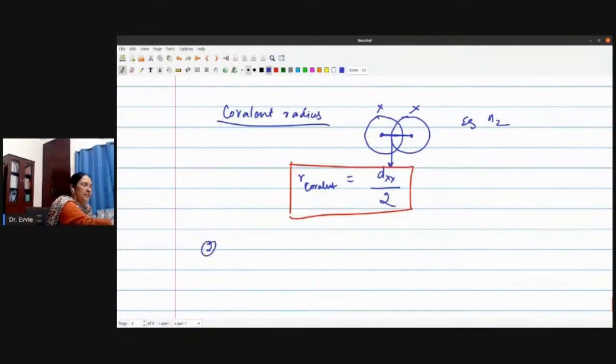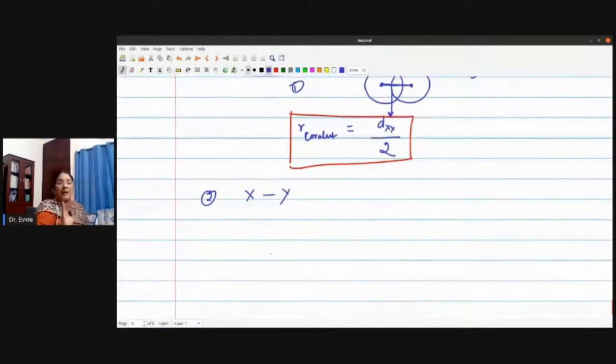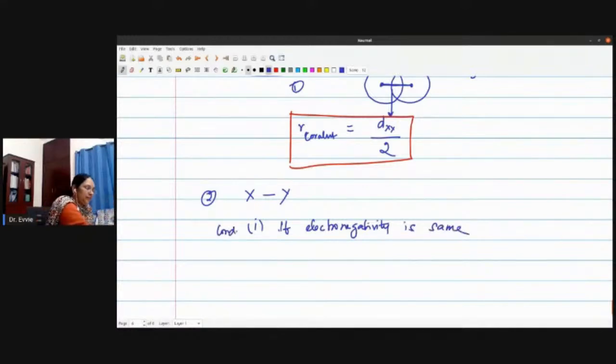Example, the second condition, where you have atoms like X and Y. Okay, so here when you have two different atoms like X and Y, we will check condition 1, which is electronegativity. If the electronegativity is the same, this is your condition 1.